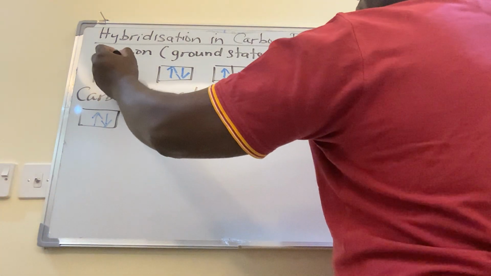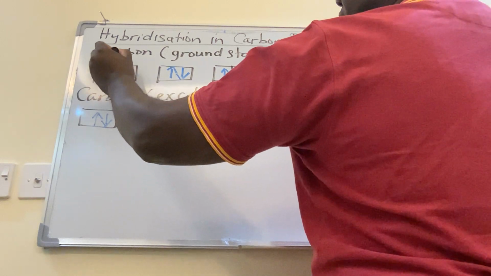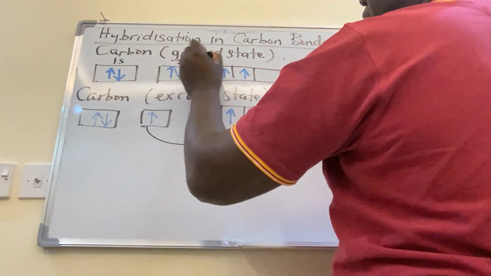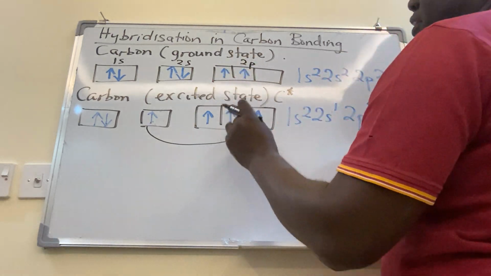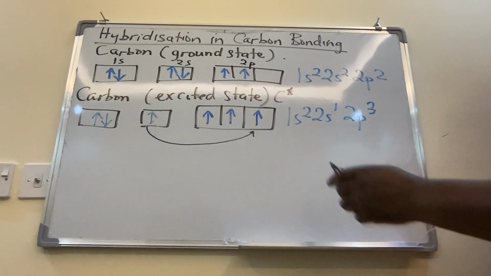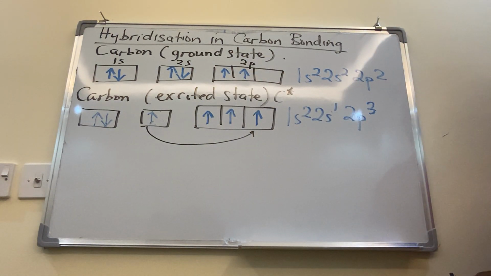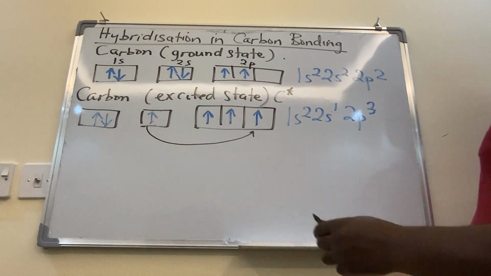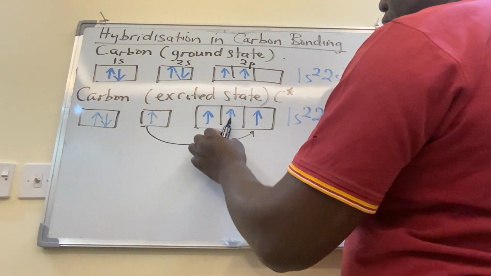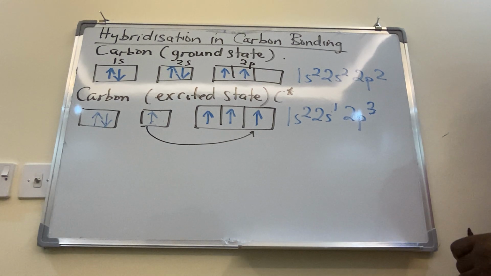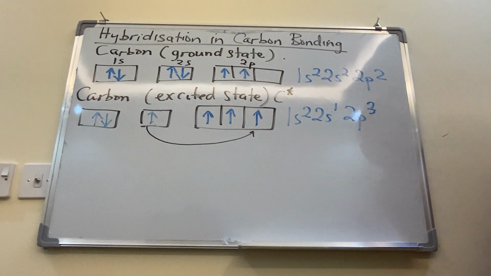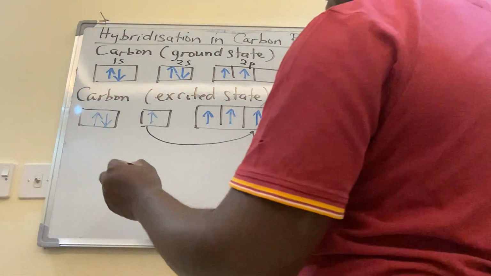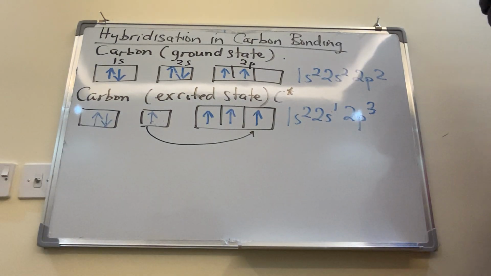If we were to label these boxes, this stands for 1s, this is 2s, and this is 2p. So the difference is we have two lone pairs in the first one, the ground state electronic configuration, but in the second one we now have 1, 2, 3, 4 unpaired electrons, and therefore we can form 4 bonds. Suppose we now have carbon in ethene.